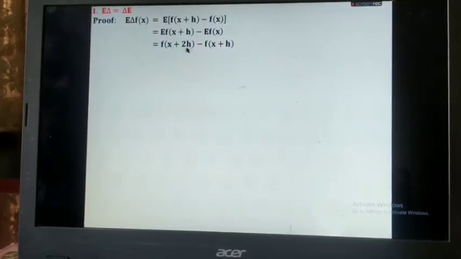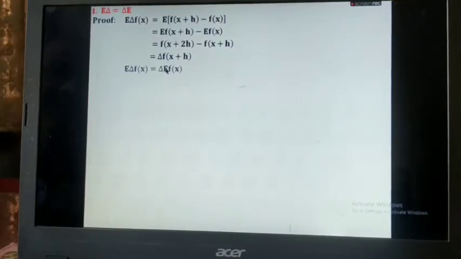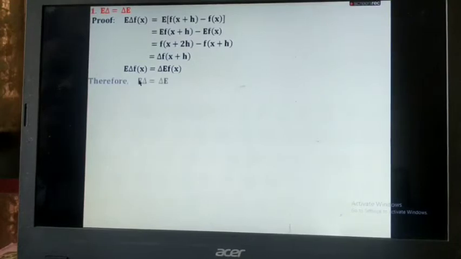Δ f(x+h) is f(x+2h) − f(x+h)... written as Δ f(x+h). This f(x+h) is written as E f(x). So we have E·Δ f(x) = Δ·E f(x). Eliminate f(x) on both sides, and we get E·Δ = Δ·E. So this is the proof of the first property.